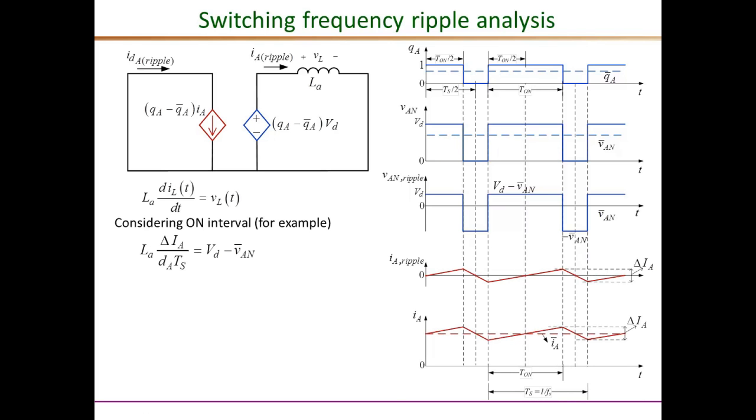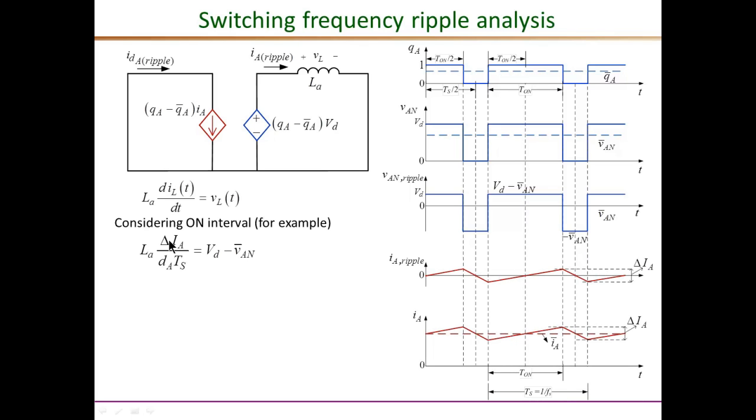So as I said, the objective of this slide was to get an equation for the peak-to-peak ripple in the inductor current. The peak-to-peak ripple, delta I, is defined in this figure here. It is the peak-to-peak variation in the high frequency IA ripple waveform, as indicated here.